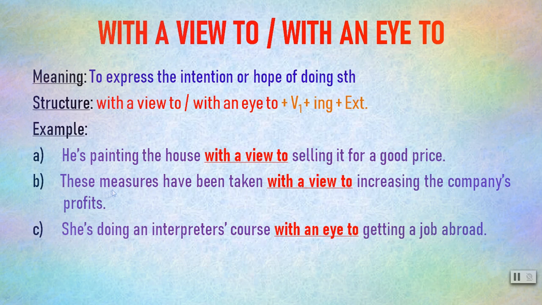Number B, these measures have been taken with a view to increasing the company's profits. C, she is doing an interpreter's course with an eye to getting a job abroad.